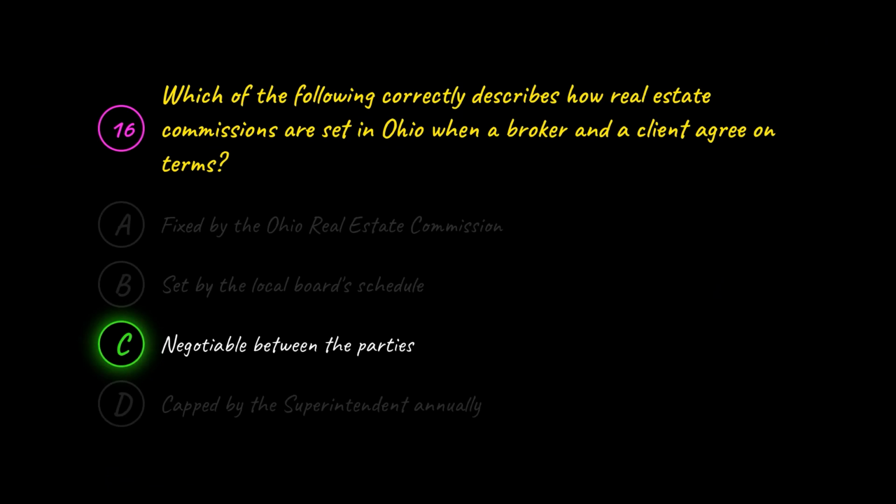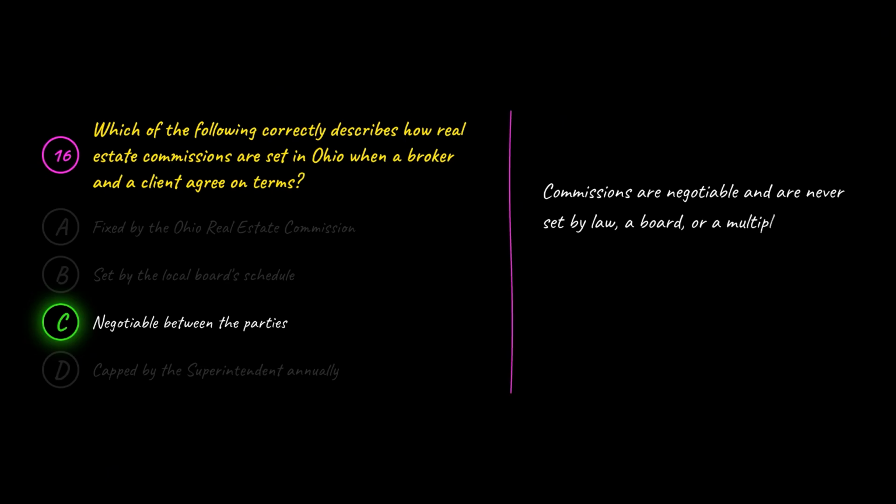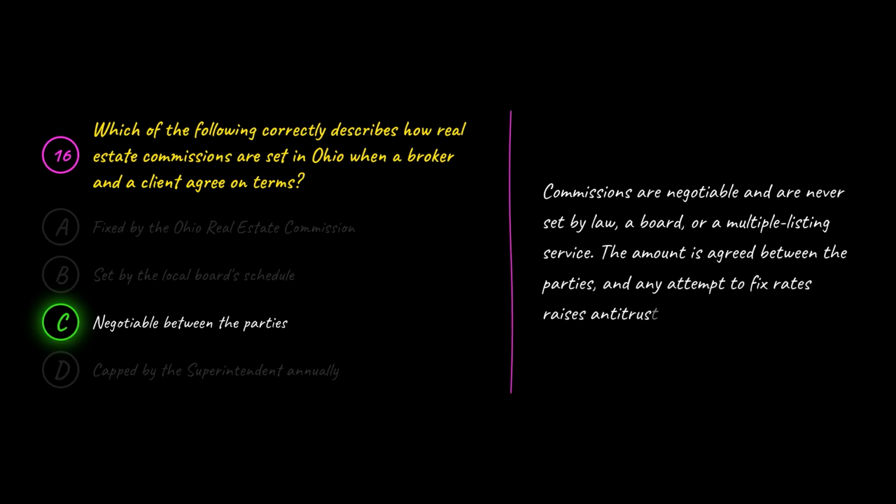The correct answer is C. Negotiable between the parties. C is correct because commissions are negotiable and are never set by law, a board, or a multiple listing service. The amount is agreed between the parties, and any attempt to fix rates raises antitrust concerns.